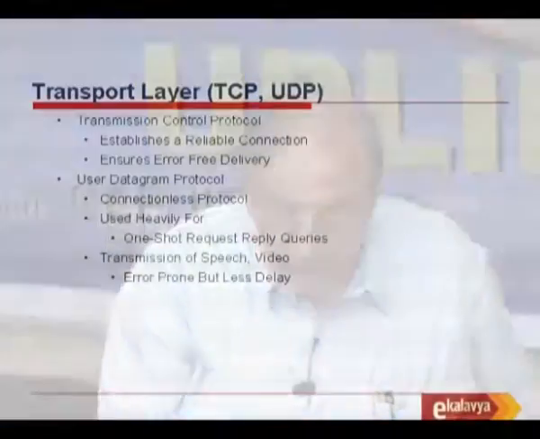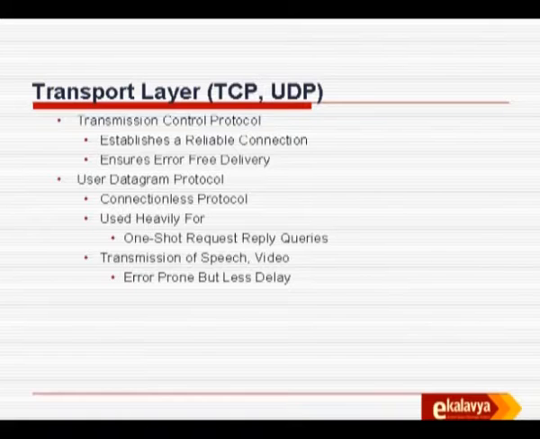At the transport layer, there are two protocols. One is called the transmission control protocol or TCP, and the other is called user datagram protocol, which is UDP. It is this protocol which is responsible for establishing a reliable connection, transmission control protocol, and to ensure error-free delivery.